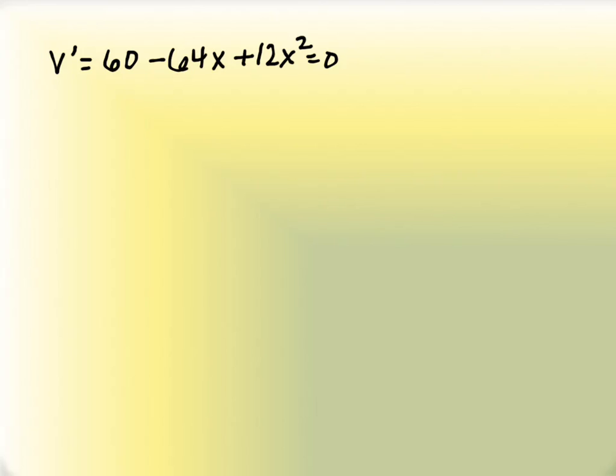Okay, so let's first notice that all of these numbers, 60, 64, and 12, are all even. So at the very least, they can all be divided by 2. Can we divide by something bigger than 2? I think they can be divided by 4. So let's divide them each by 4 and see what happens. So what is 60 divided by 4? 15? 64 divided by 4 must be 16 then, right? And then the first one is 3x squared.